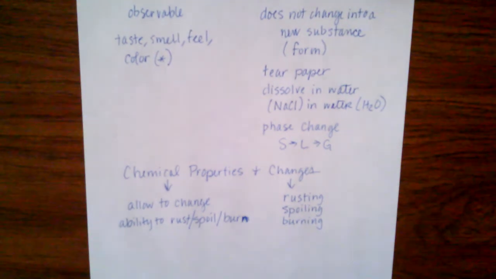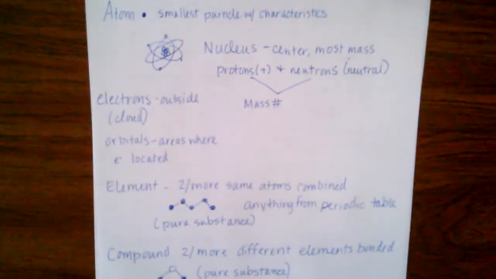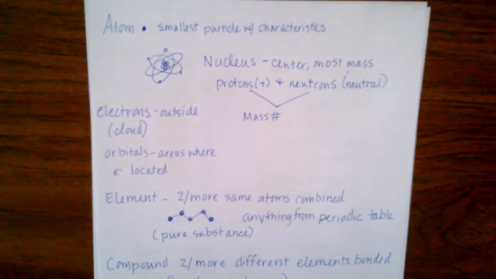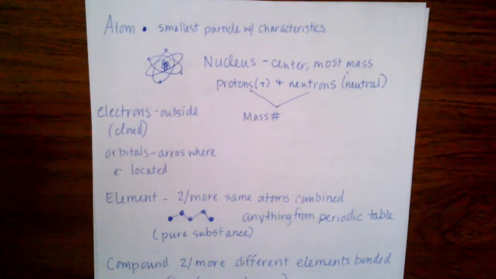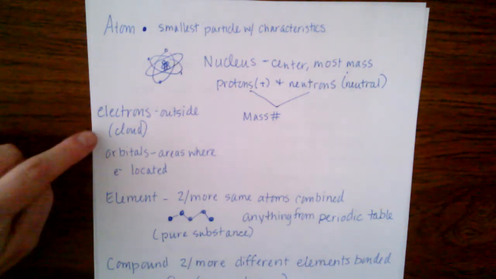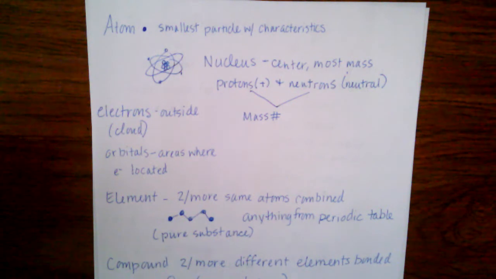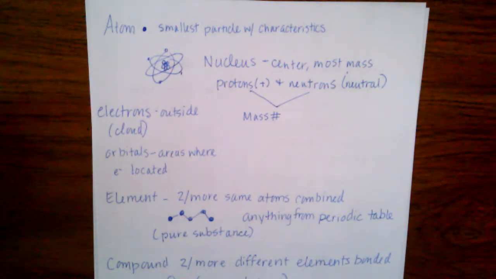So we went over, let me review over this a little bit, some basic chemistry terms. You probably learned them in physical science. Atom, the smallest particle with characteristics. It's got a nucleus, that's the center. That's where protons and neutrons are. It's where most of the mass is. Most of the atom is empty space. You've just got that little dense nucleus, and then you got electrons flying around on the outside in an electron cloud. We do have orbitals where we think they're located, so we kind of know the general area of electrons, but they're still in a cloud around it.